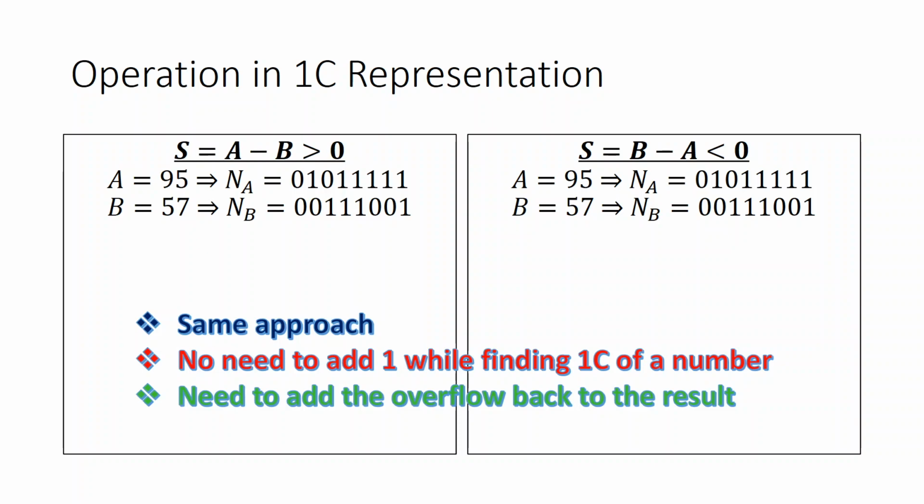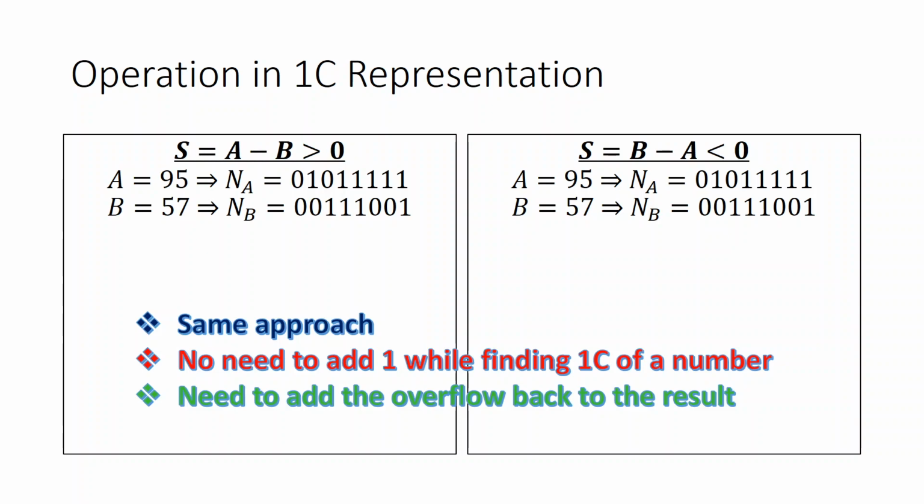However, we have to remember two key differences. The first key difference is that when we are taking the complement of the number, since we are doing 1's complement, we are not adding the 1, we are only complementing the digits. In binary, we are only flipping the bits. The other key difference is that we need to add the overflow back to the result. So this is the other important thing.